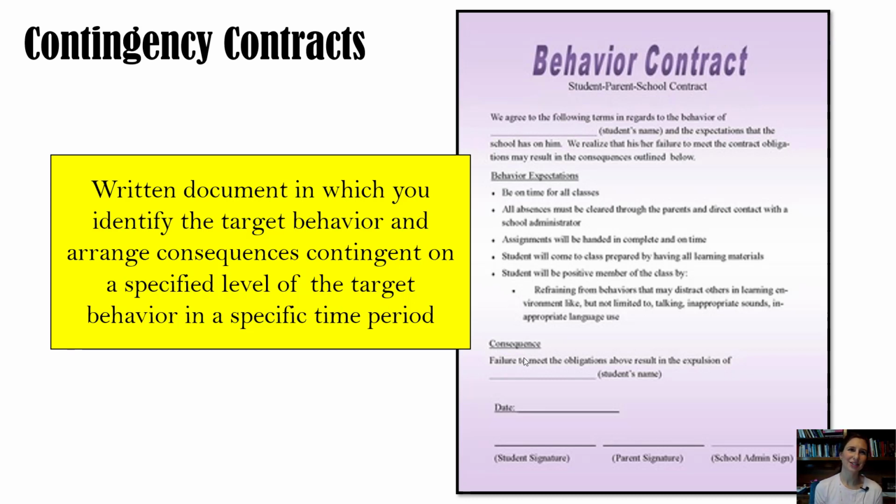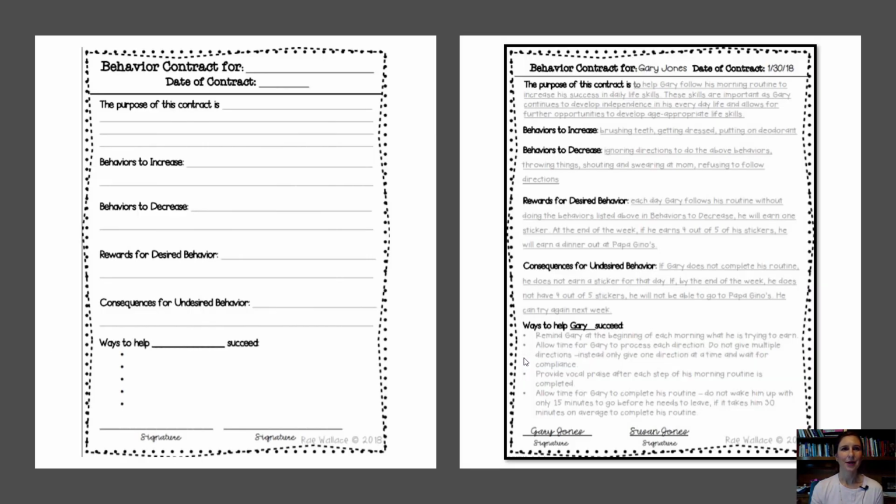Now you can use contingency contracts to decrease undesirable behavior and increase desirable behavior. And so I have them in this lecture when we're talking about increasing desirable behavior because I really hope you use them to mostly focus on increasing desirable behavior, because we always want to use positive reinforcement as opposed to negative reinforcement, or as opposed to some type of punishment or anything like that. So let me give you guys an example.